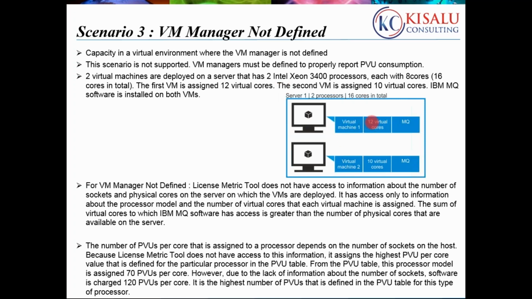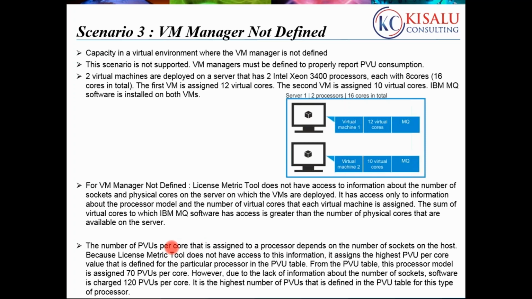So here we have 12 virtual cores and there we have 10. So it makes it 22 cores, which is higher than the 16 on the physical machine. If you do not have a VM manager defined, the license metric tool will not have access to the information of your sockets and physical cores of the VMs that are deployed. It will only have access to the information of your cores. And then if you go into the PVU table, you might see that these cores will be allocated a very high PVU value. That can become very detrimental.